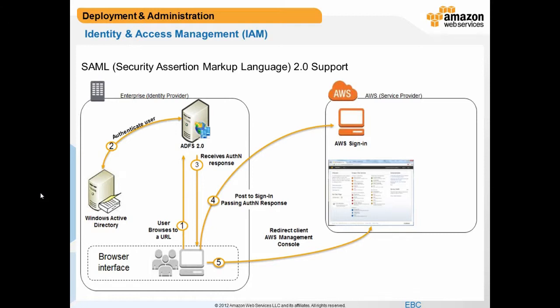This new feature enables federated single sign-on, which lets users sign into the AWS console or make programmatic calls to AWS APIs by using assertions from a SAML-compliant identity provider like Active Directory Federation Services, or ADFS. Since most organizations already have Microsoft Active Directory deployed in their corporate environment, this becomes a natural way to provision and restrict access to AWS resources.